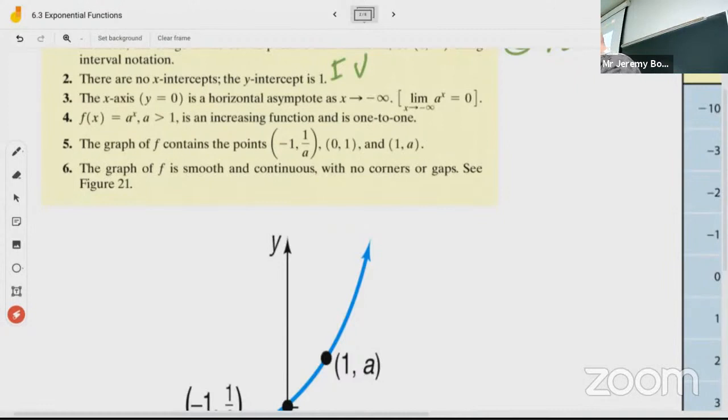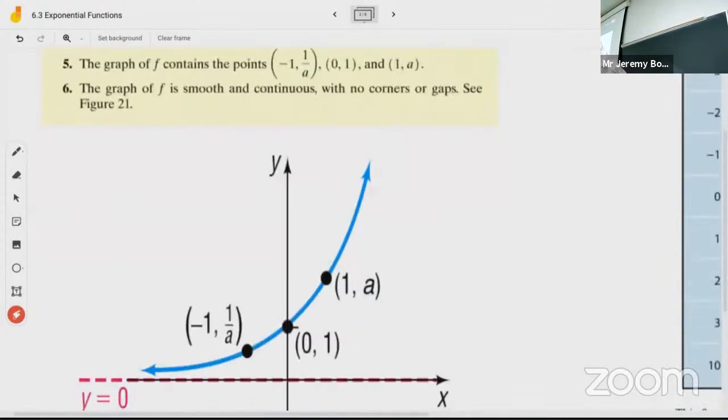And the last one, f is smooth and continuous. There are no corners or gaps. There are no splits or jumps or anything like that. It just goes whoop, whoop, and continues going.